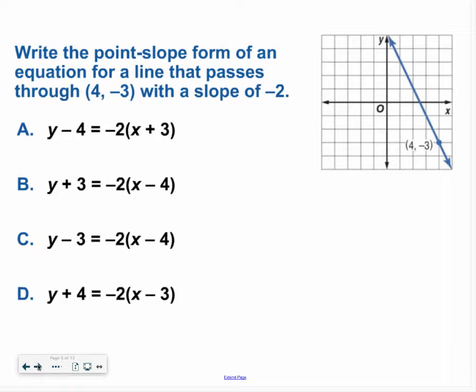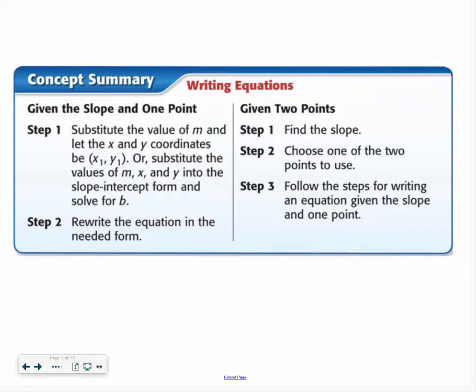Go ahead and try this one on your own and see how you do. Hopefully you ended up with y plus 3 equals negative 2 times the quantity of x minus 4. If not, be sure to ask some questions or go back and re-watch part of the video.